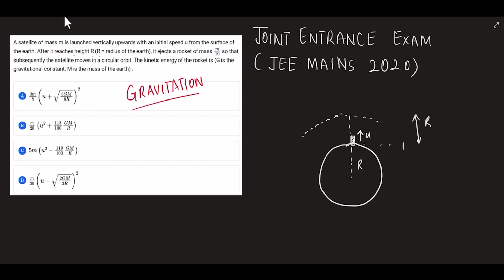At that height it ejects a rocket of mass m by 10, so that subsequently the satellite moves in a circular orbit. So suppose this point is 2. At this point the satellite is going to move in a circular orbit. So it has this tangential component, and we know this is the orbital velocity. And the orbit is at a distance of 2r from the center of the earth.